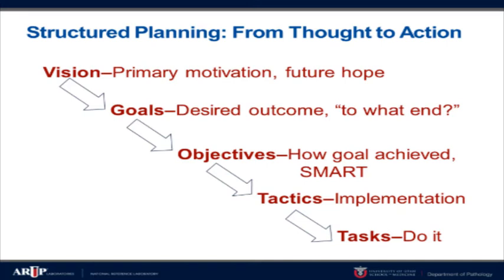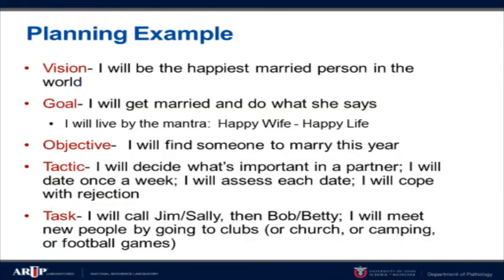So let me give you this example. Now, we can't use Blaine because he's married, but some of the other you may want to have some kind of a marriage or relationship. So this is for me. I will be the happiest married person in the world. That's my vision. Okay? My goal is I will get married and do what she says. And I have lived for 40 years with the mantra, happy wife, happy life, and it's worked out okay. The objective then is I'm going to find someone to marry this year.